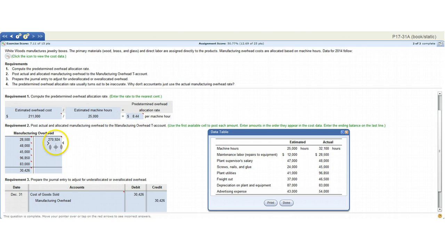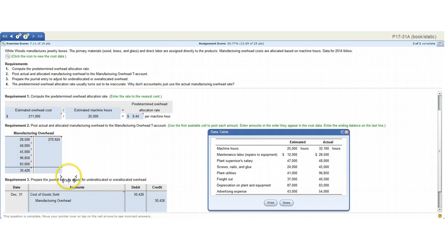And so that is how much is going to get allocated here. Alright, so basically we take this allocation rate, the $8.44, we multiply it by the actual machine hours of 32,100. And that's where we get the $270,942. So that's the applied. That's what got moved to the jobs.